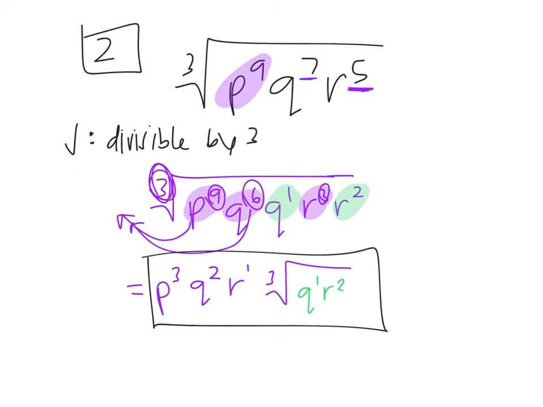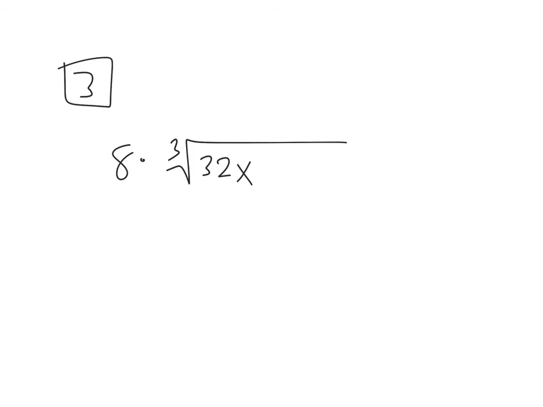I've got one more for you. Let's see, I've got 8 times the cube root of 32 x to the 13th and y to the 4th power. Okay, so let's go ahead and split it up into numerical and variables.